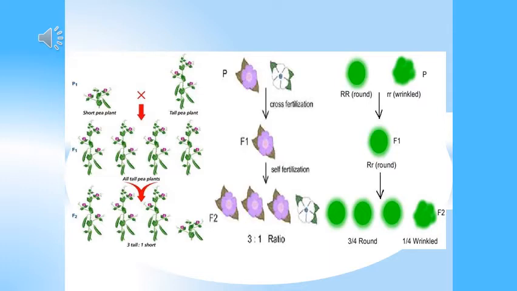Suppose out of 100 plants, 75 are purely tall, but if I talk about the genotype, 25 plants will be having capital T, capital T, and 50 plants will be having capital T, small t, and 25 plants will be having small t, small t. Okay, this is monohybrid cross.